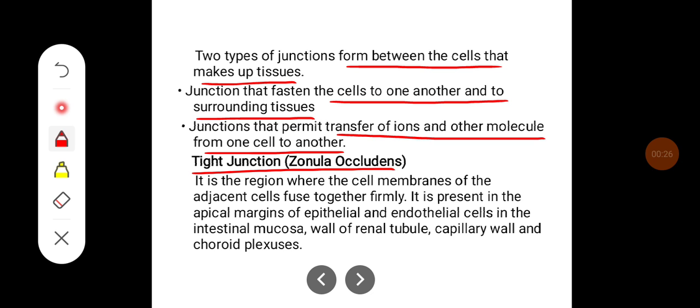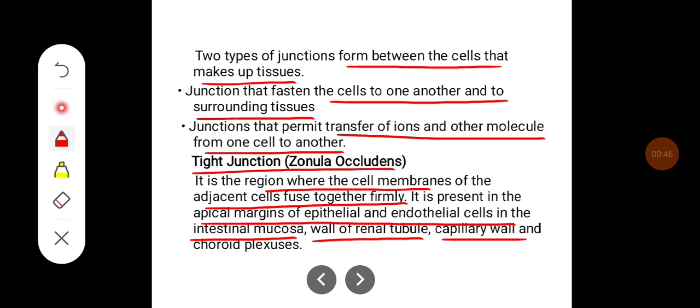Tight junctions are also called zonula occludens. It is the region where the cell membranes of the adjacent cells are fused together firmly. It is present in the apical margins of the epithelial and endothelial cells, in the intestinal mucosa, wall of the renal tubule, capillary wall, and choroid plexus.